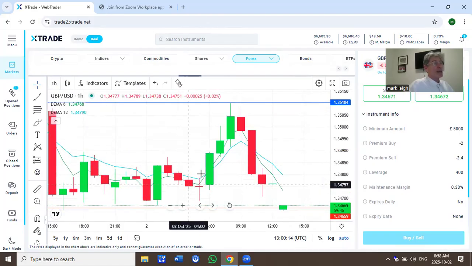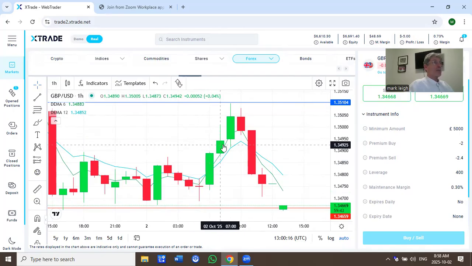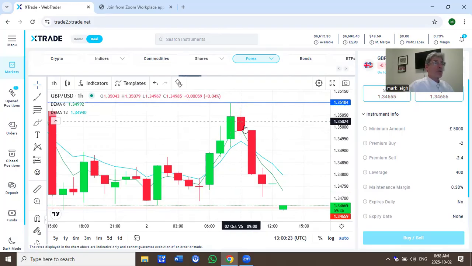There you can see there's the early buying pound, selling US dollar weakness, established resistance, and then the US dollar fight back all the way down to testing support at 134.66.